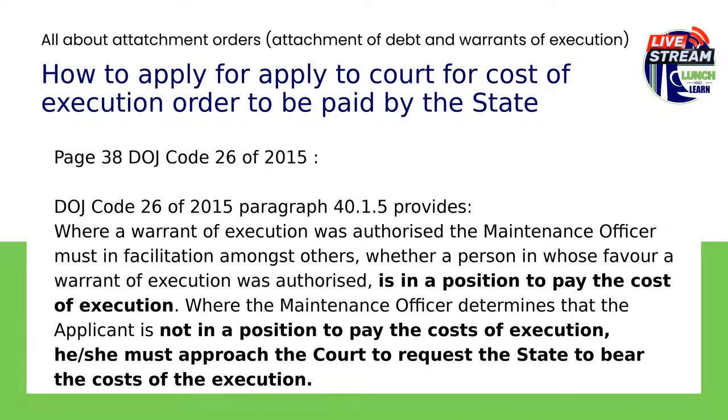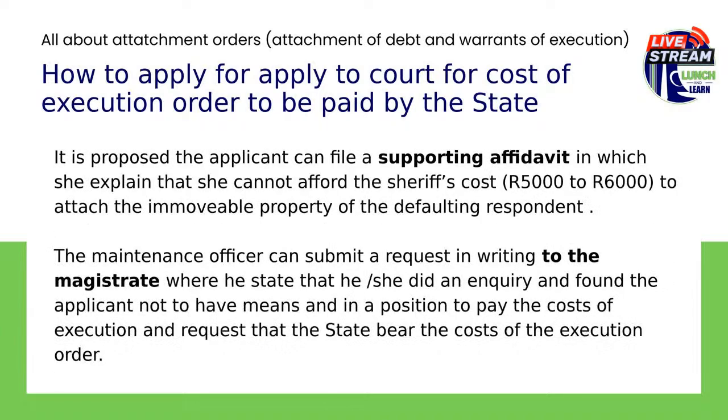Now, like I said, in a normal instance, these type of executions could run into quite a number, a couple of thousands of rands if there is quite a lot of immovable or movable property that needs to be attached. So the maintenance officer has got a legal obligation to inquire if the debtor or the claimant is in a position to pay for that execution, and if they do not have the funds for that, then the maintenance officer must approach the court with a request that the state would cover the costs of such an execution. It is proposed that the applicant file a supporting affidavit to explain why she cannot afford to pay the sheriff's costs.